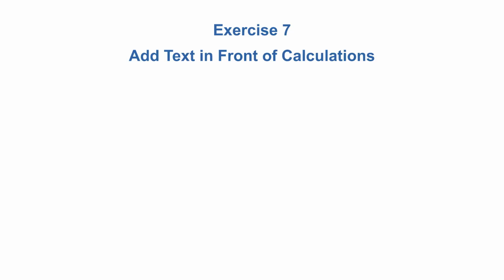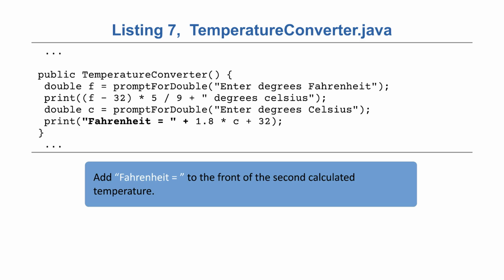Let's try it. Exercise 7. Add text in front of calculations. Add Fahrenheit equals to the front of the second calculated temperature. Run it. What happened? If you entered 0 degrees Celsius, the program now prints Fahrenheit equals 0.032.